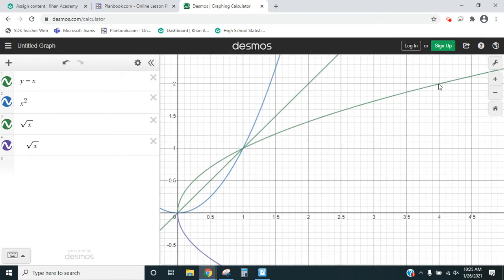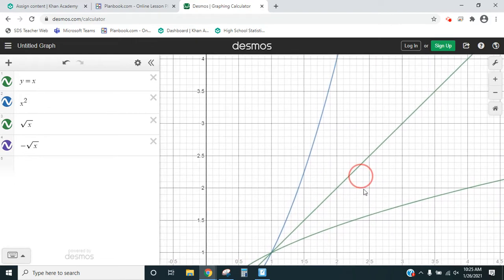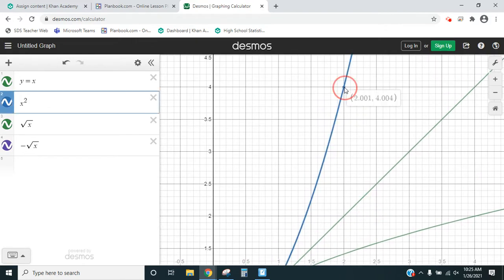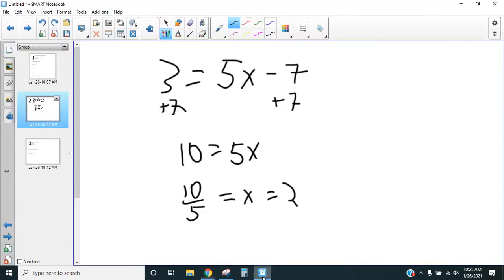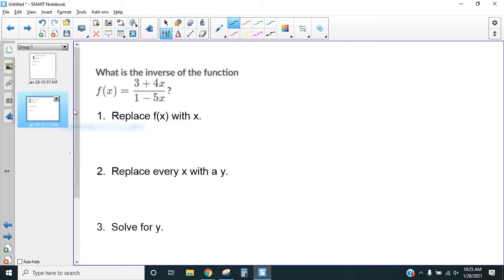For example, right here. Whoa, there's a point at 4, 2. I wish it would just click on it. That means over here there should be a point at where? 2, 4, which there is right there, right? Those two things are inverses. So that's what we're doing when we're talking about finding an inverse today. All right. Now, how do we do it?